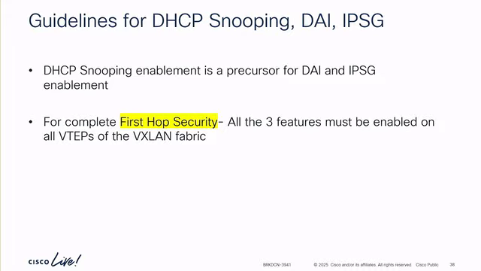In fact, as the second point says, all the 3 features are complementary features. It doesn't make sense to turn one on and not the other. So for heaven's sake, turn on all the 3 features together so that you can have control plane protection, data plane protection, move protection, all that. That's why it says this is what complete first hop security is all about. These 3 features put together in a VXLAN context.